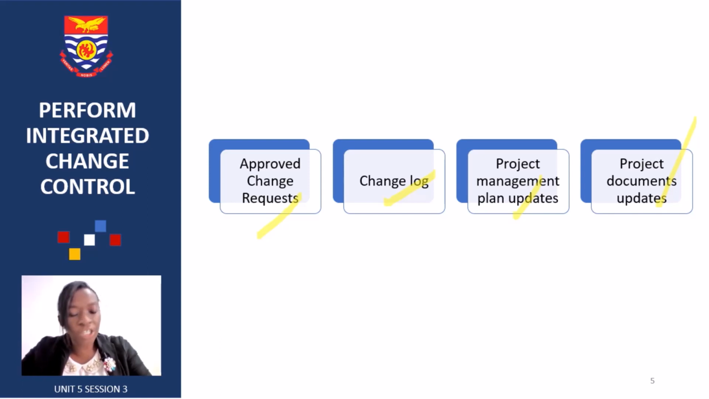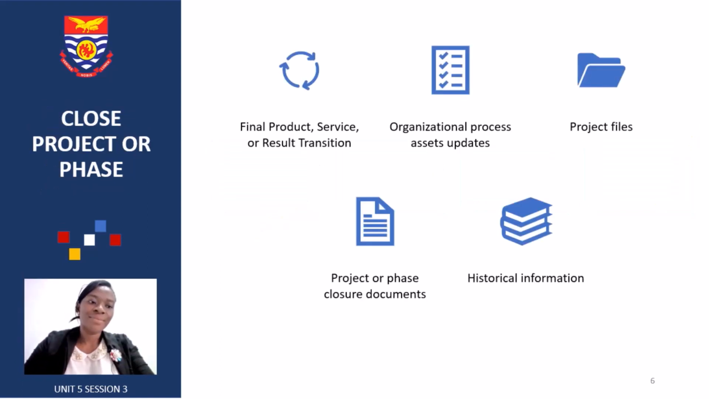When the project comes to an end, or is at the closing stage, first and foremost, you're going to have the final product, service or result transition. The project was set out to do something. Now that we've been able to do it, we need to hand it over from the project team to the customers of that particular project.